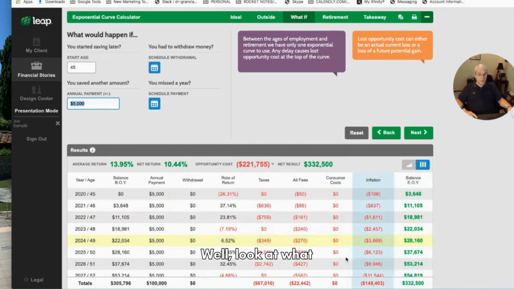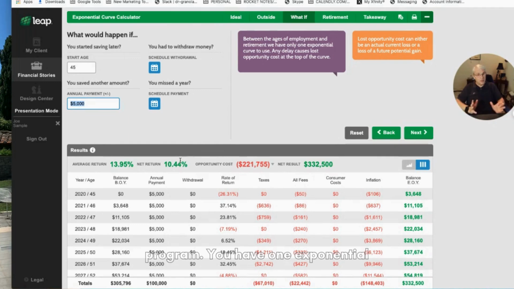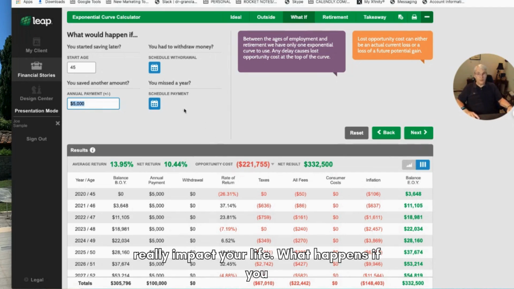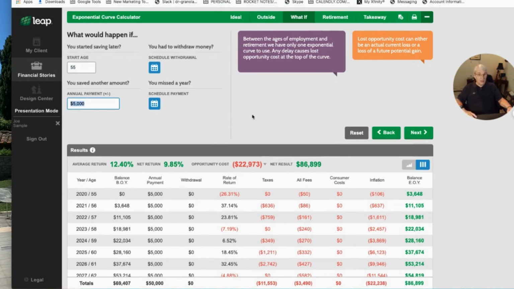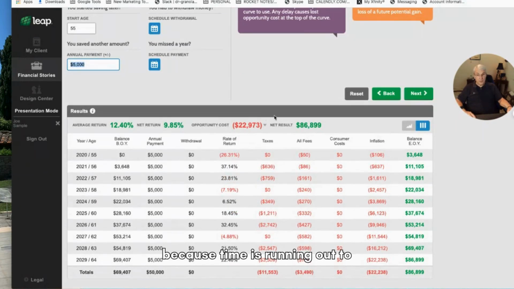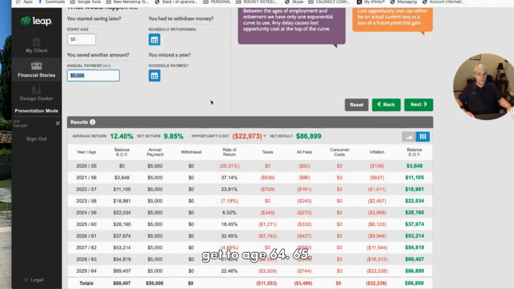Well, look at what 20 years does to your program. You have one exponential curve in life. That 20 years can really impact your life. What happens if you start at 55? You really don't have a whole lot of time because time is running out to get to age 64, 65.